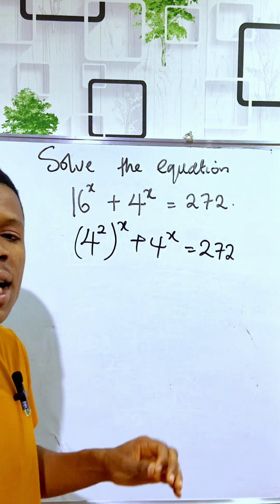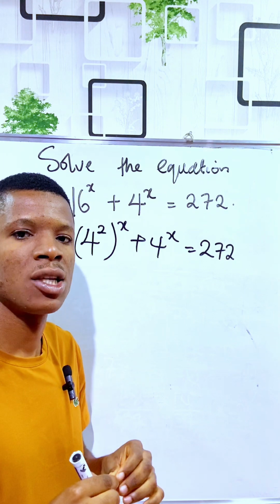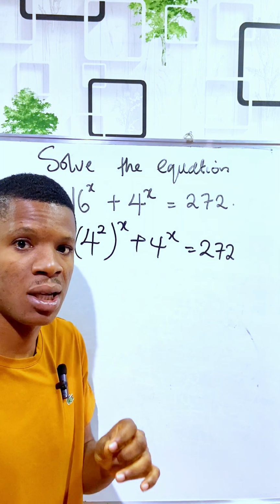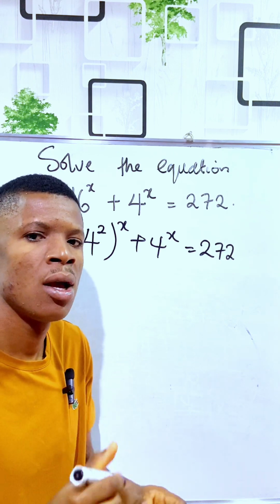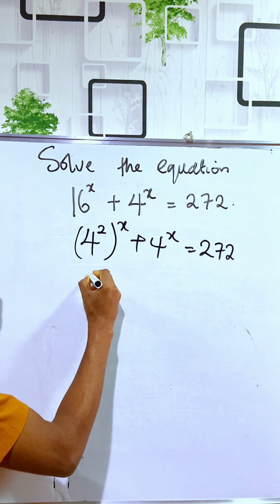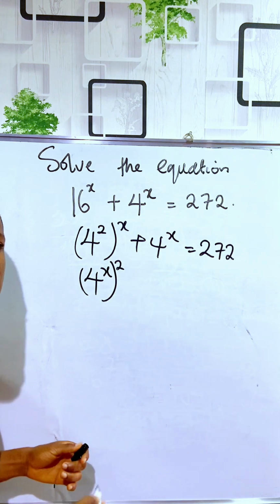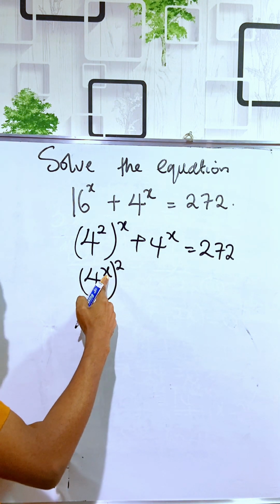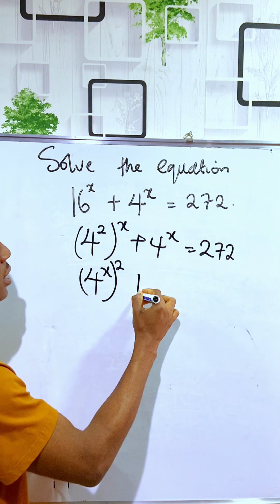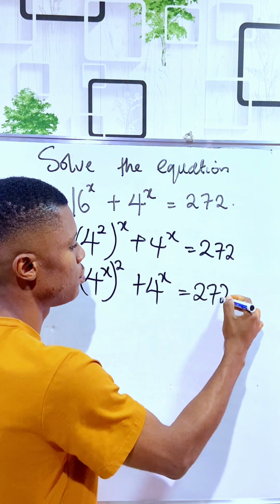Okay, then the next thing we are going to do is recall that multiplication is commutative. That is, 2 times 3 is the same thing as 3 times 2. You understand? So here we can just swap the powers. So instead of writing this, I can write 4 to the power of x, all squared, because 2 times x is 2x, and x times 2 is 2x. So here you see we have plus 4 to the power of x is equal to 272.